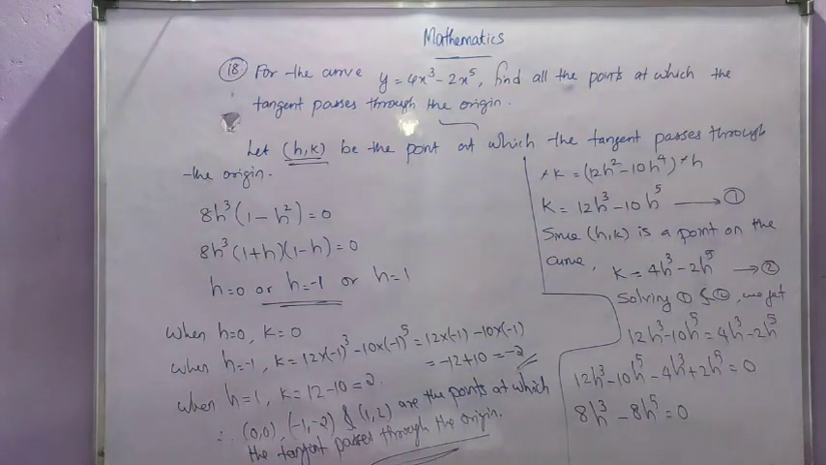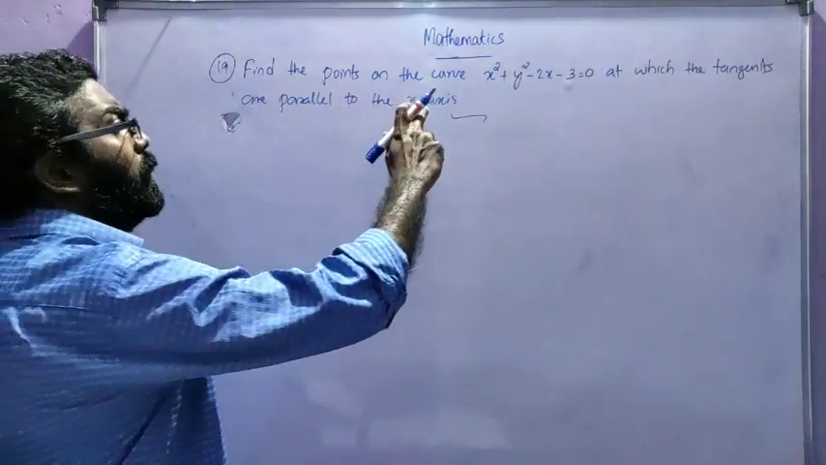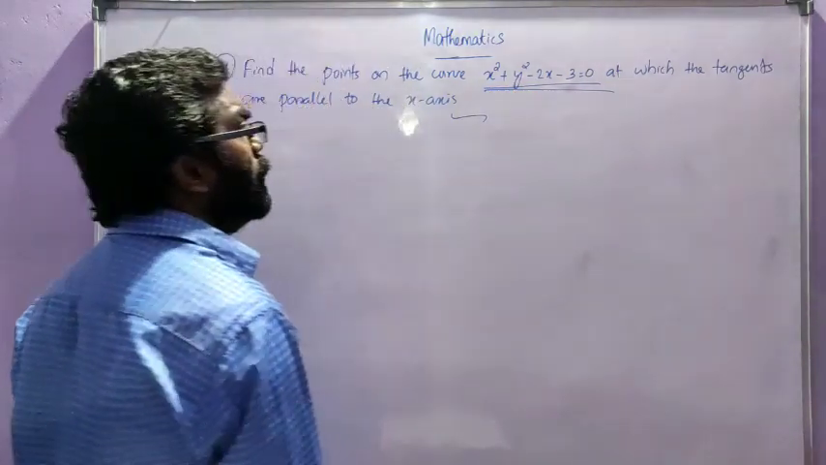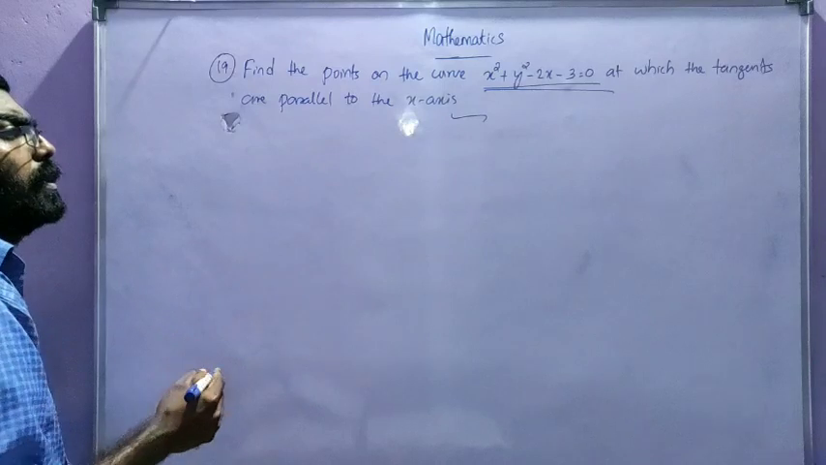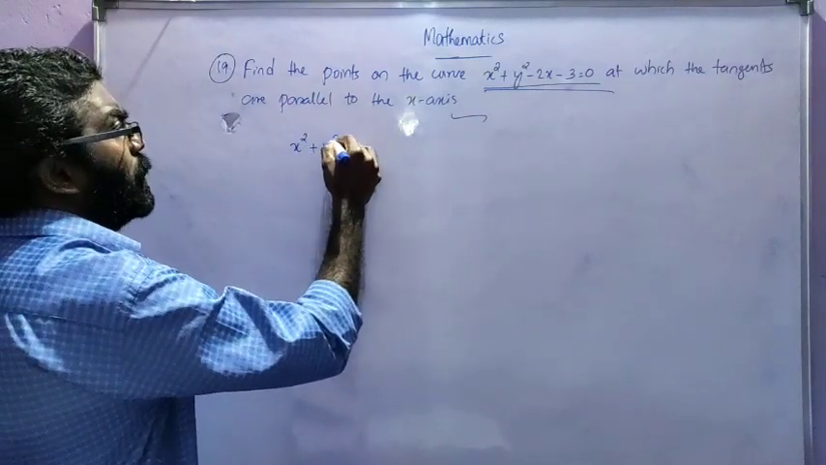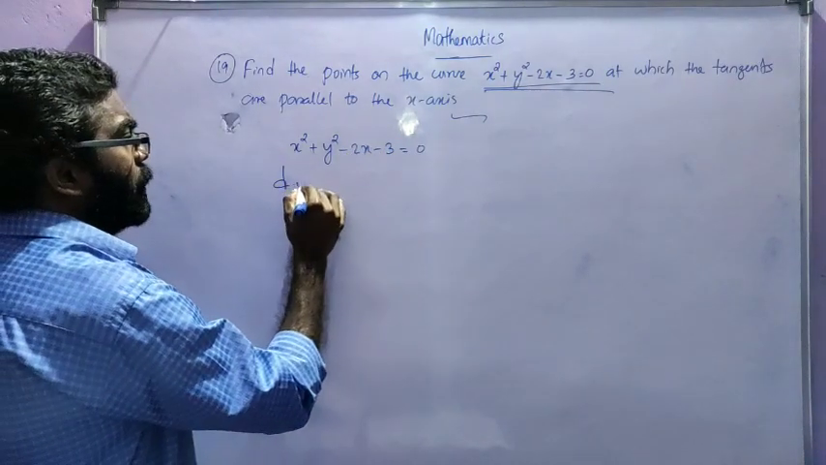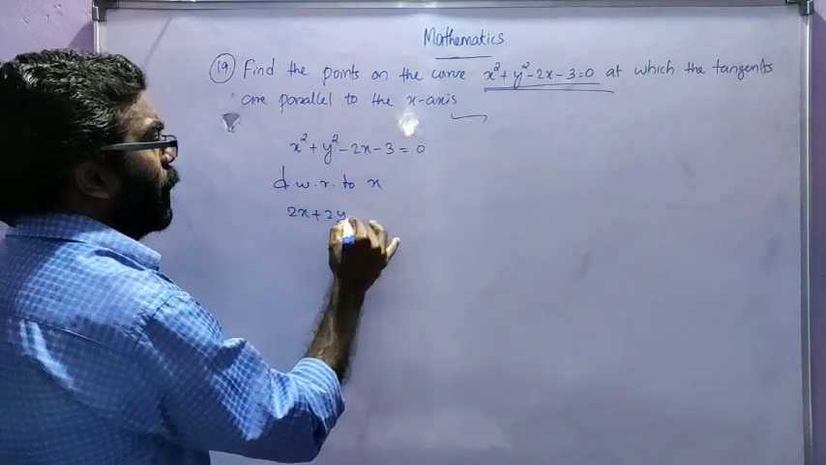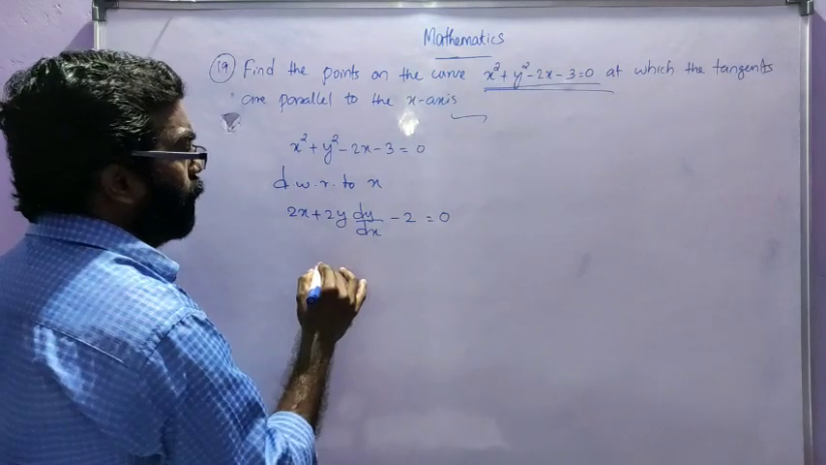Okay. Now we move on to question number 19. Find the points on the curve x square plus y square minus 2x minus 3 is equal to 0 at which the tangents are parallel to the x-axis. So the given curve is x square plus y square minus 2x minus 3 is equal to 0. Now we can differentiate with respect to x. So 2x plus 2y into dy by dx, then minus 2 is equal to 0.